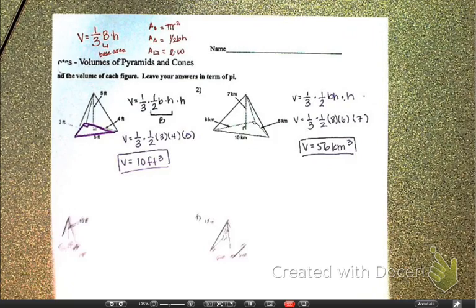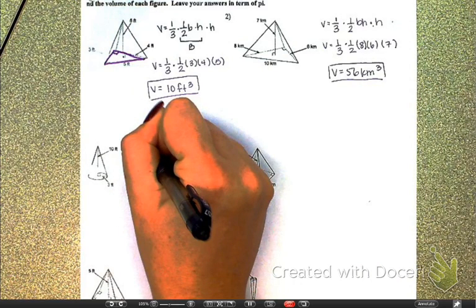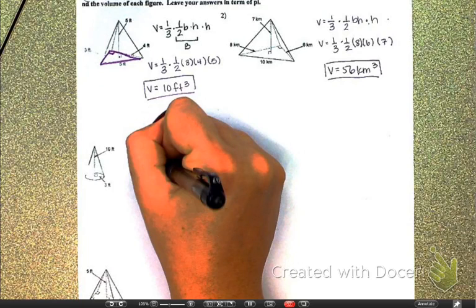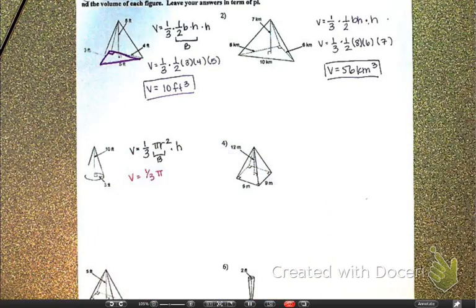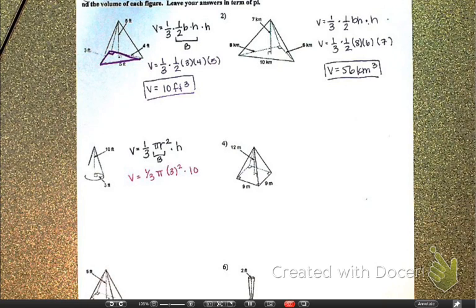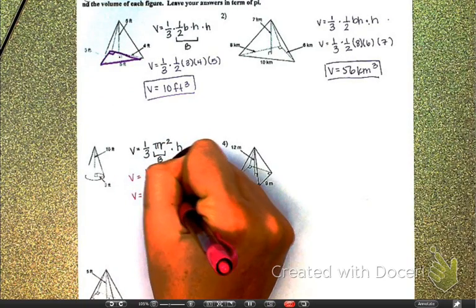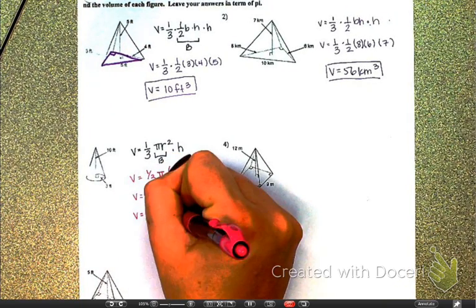All right, number 3, we have a cone. Formula stays the same, except what am I going to replace the big B with? Pi r squared, because that's the formula for area of a circle. So 1/3 times pi, what's the radius? 3. 3 squared times the height, which is 10. 3 squared is 9, times 10 is 90, divided by 3 is 30, so it's 30 pi feet cubed, or what is it rounded to the nearest tenth? 94.2 feet cubed.